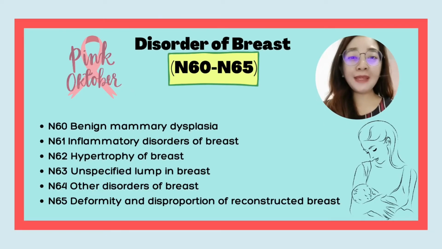Next, I will be explaining breast disorders, which are coded from N60 to N65. There are several types of breast disorders found in teens and young adults. Most of these conditions are benign or non-cancerous. The most common type of breast pain is associated with swelling of the breast tissue during the menstrual cycle.